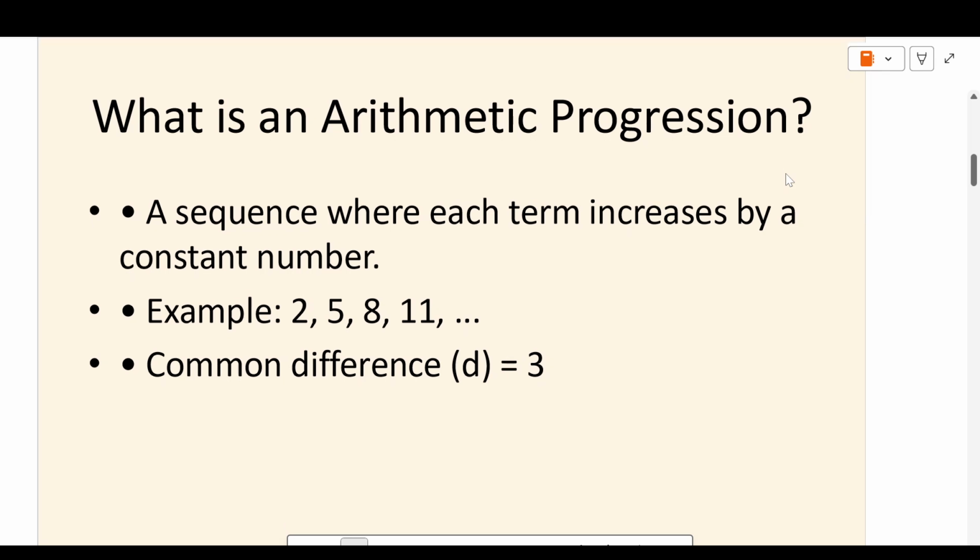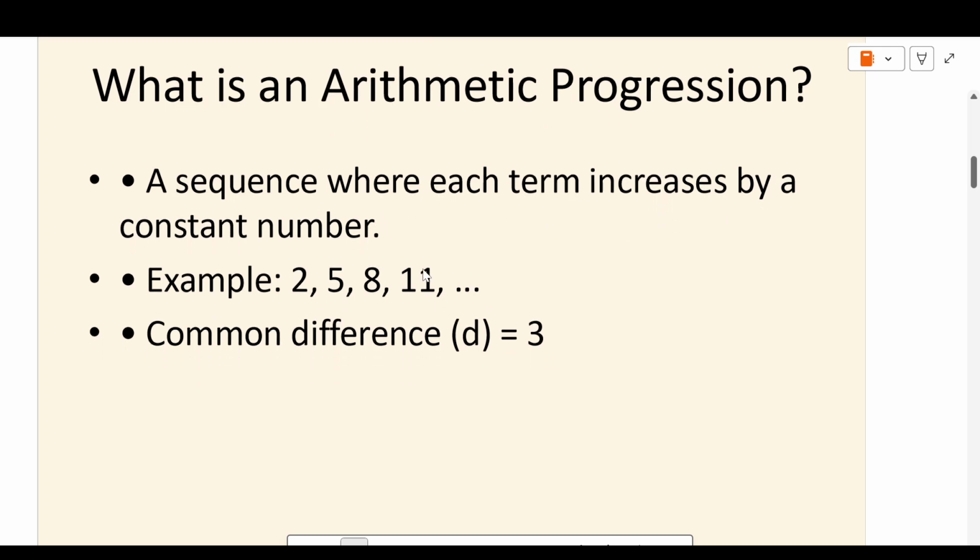Arithmetic progression is a sequence where each term increases by a constant number. Have you remembered that? Let us see an example. Here is 2, 5, 8 and 11. This is the sequence. And the common difference between these terms is 3. You check, here is also 3. Here is also 3. And how can we calculate the common difference?